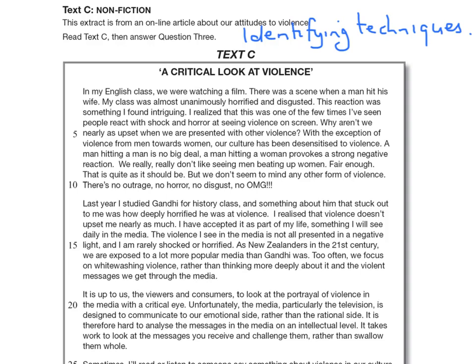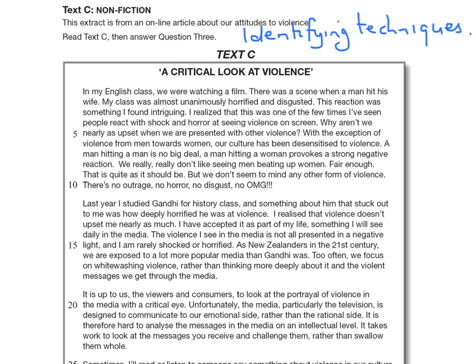The first thing that you need to do when you are looking at a text such as this non-fiction text is to identify at least one or two techniques. Now obviously you've got to answer the question, and so the question will not just say identify a technique, it will say identify a technique which, and will go on to give you some framing for the techniques you've got to identify. For this exercise, however, let's just see what we can find in the first paragraph.